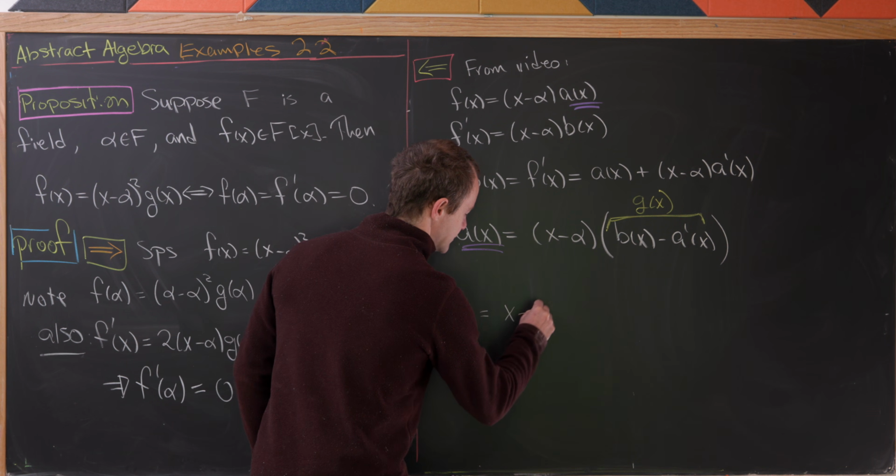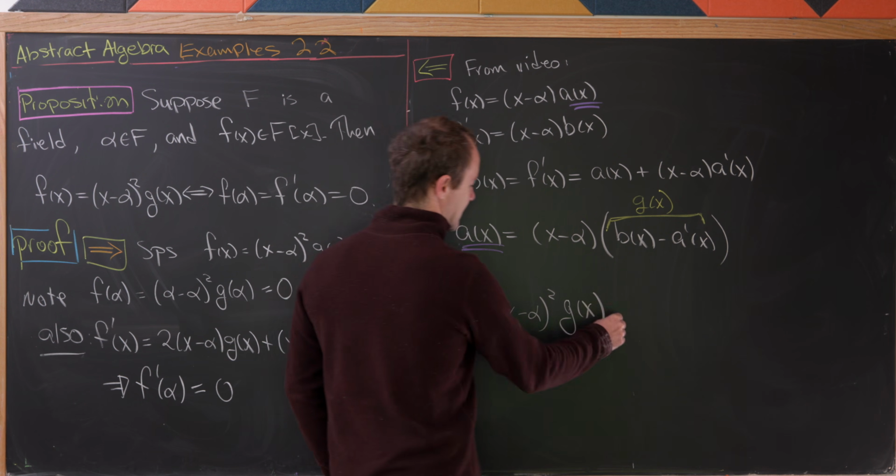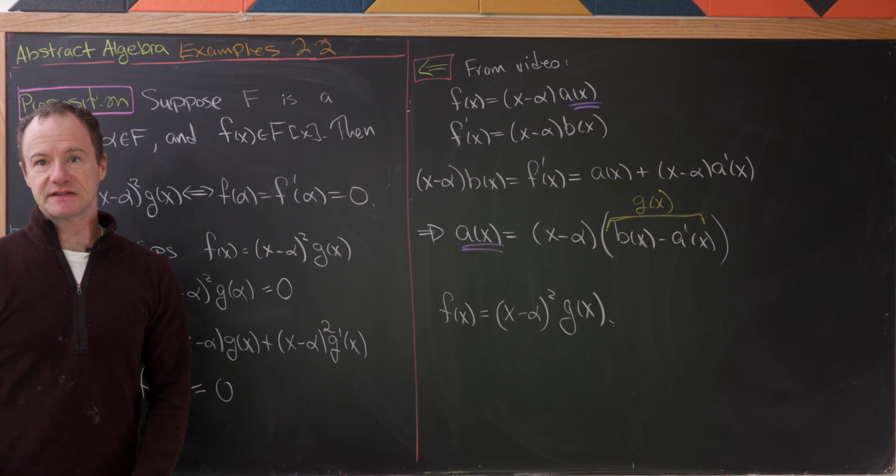Notice this will be equal to (x minus alpha) squared times g(x). Great, and that's a good place to stop.